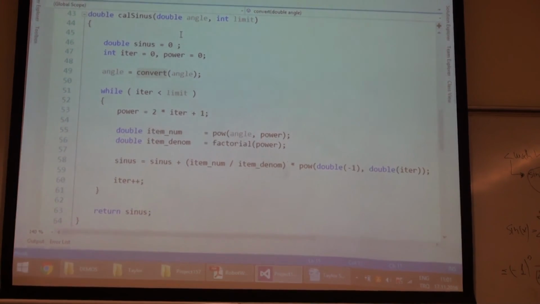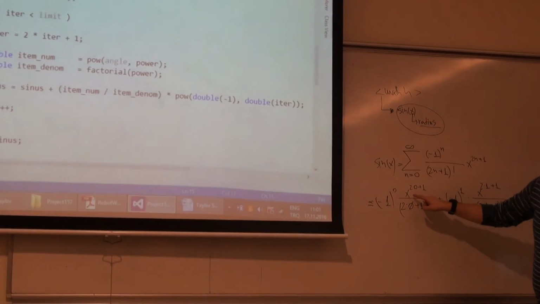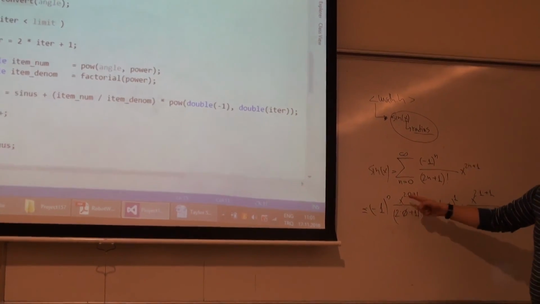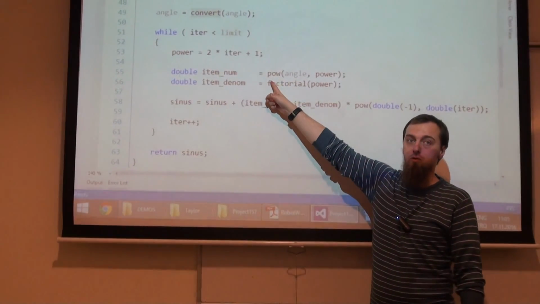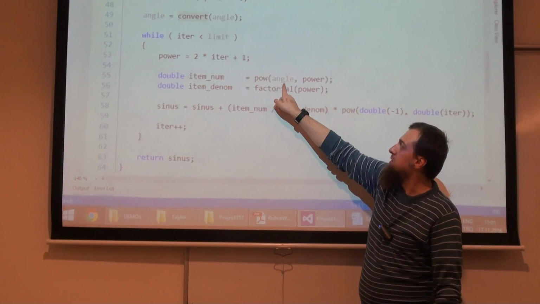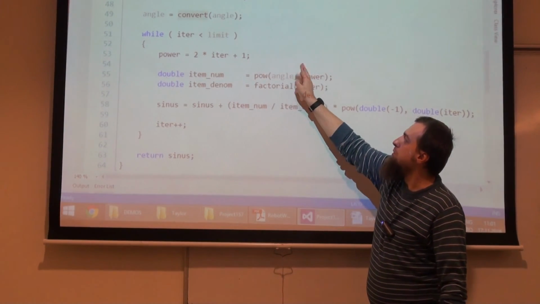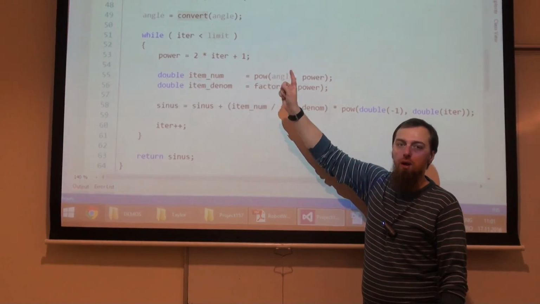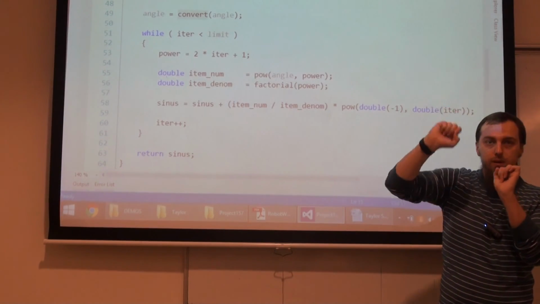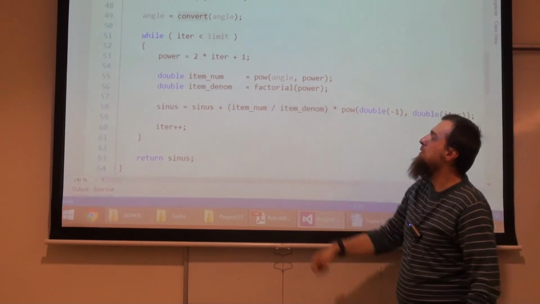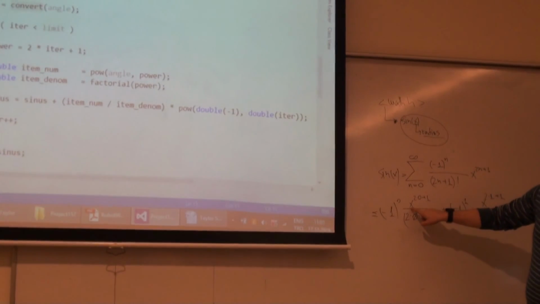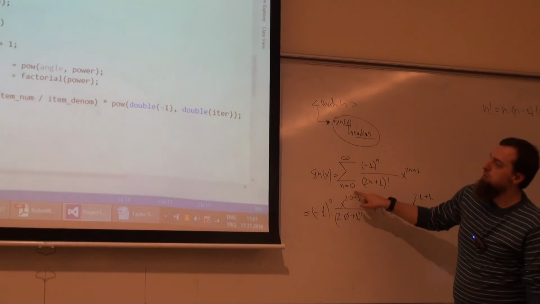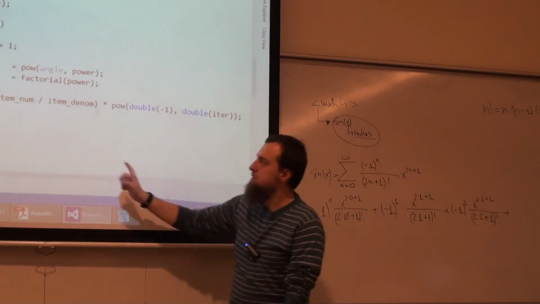The numerator is this one. So the angle, which is x, to the power of power, okay? We use the power function. You remember the power function from math, okay? Basically, this is angle to the power of power. If we had power a, b, it's a to the power of b. So this is angle to the power of power. And angle is here the x we are talking about. So x to the power of power we calculate.